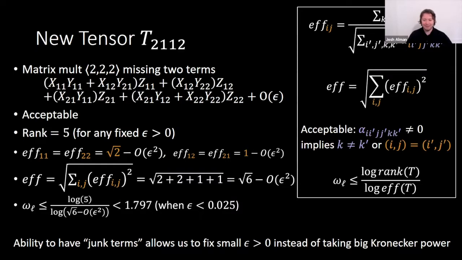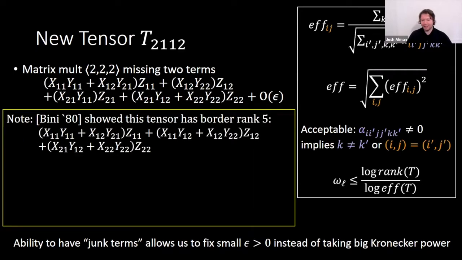So let me briefly mention, for those who know about it, there's a nice paper by Bini in the 80s who showed that this other tensor, which has 6 of the 8 terms of matrix multiplication, has border rank 5. One thing you can check is that Bini's tensor really is different from our tensor. Our tensor is missing terms that are diagonally apart from each other, whereas this one removes terms that are in the same column as each other. So they really are 2 different tensors. But I guess you could also use this and get an algorithm out of it.